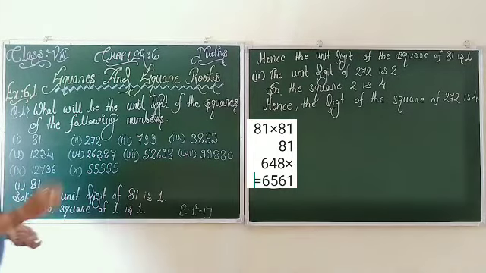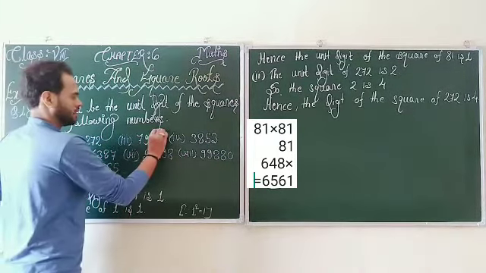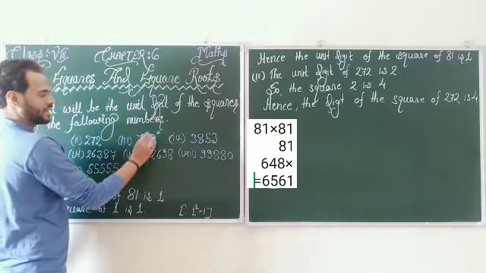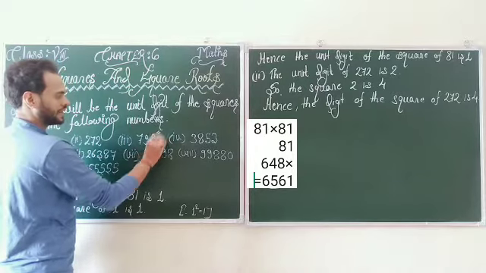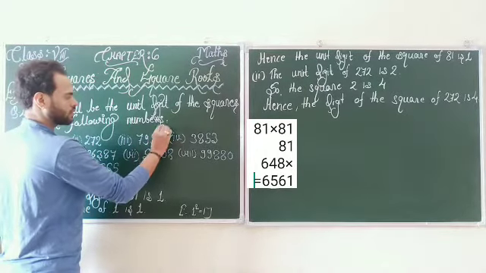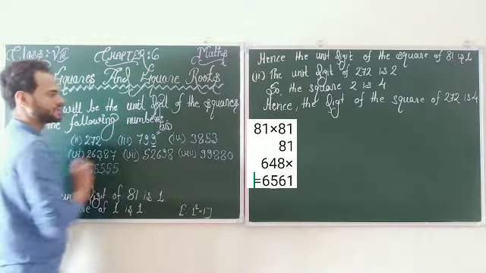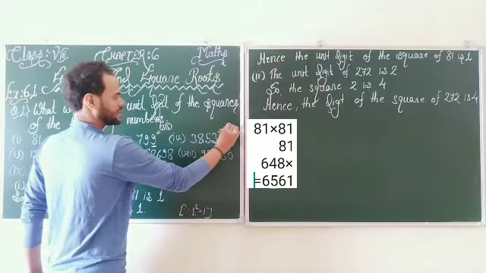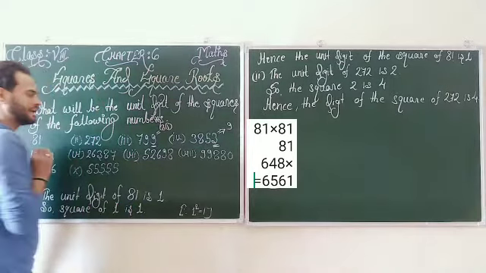Same way, you will try to find out the unit digit of the square of 799. Square of 9 is 81, so the answer is 1. Here the unit digit will be: square of 3 is 9.